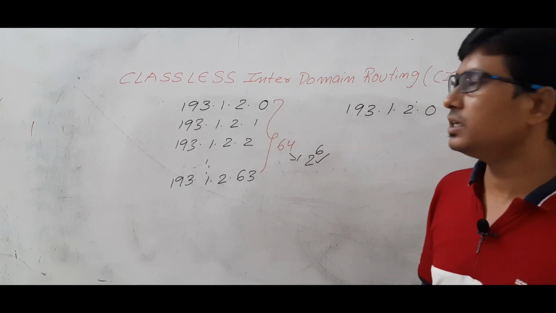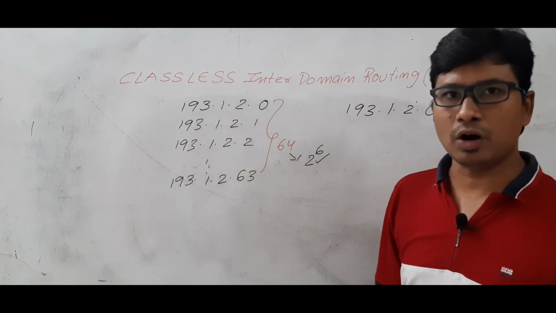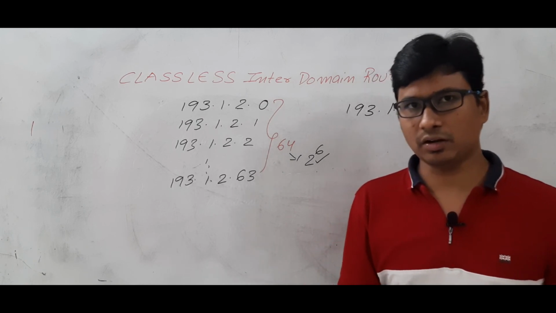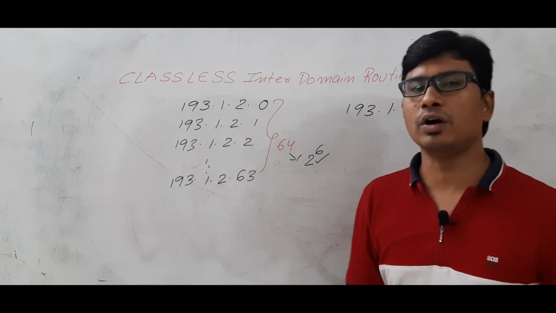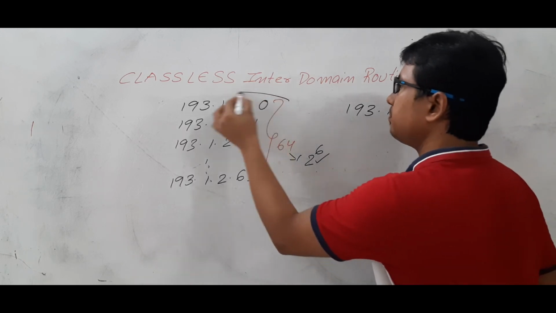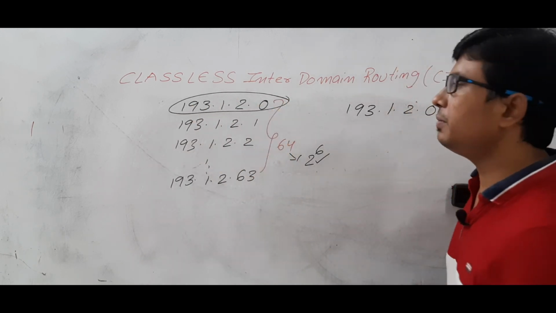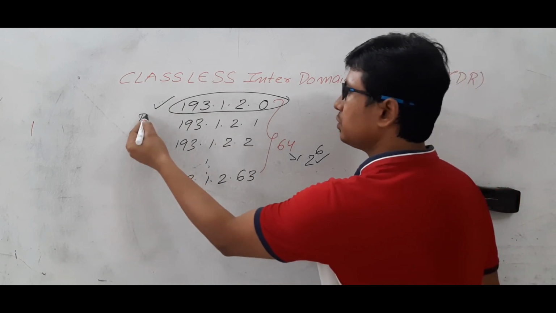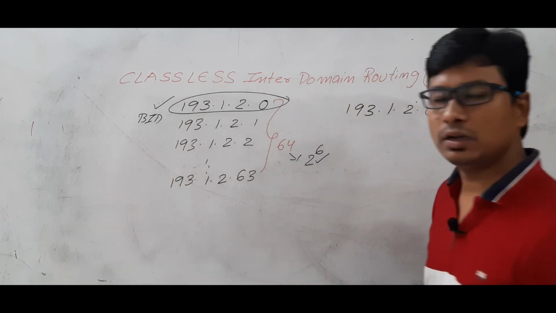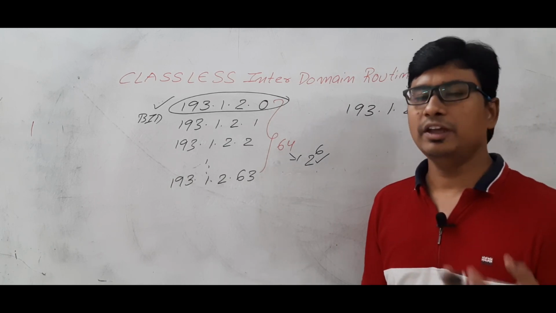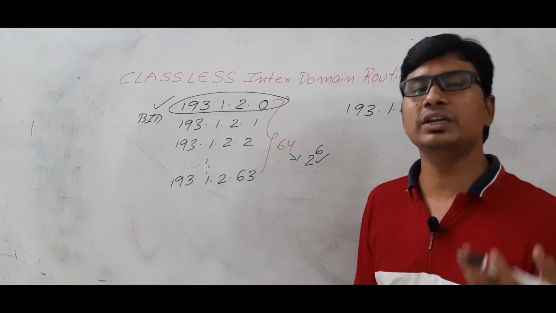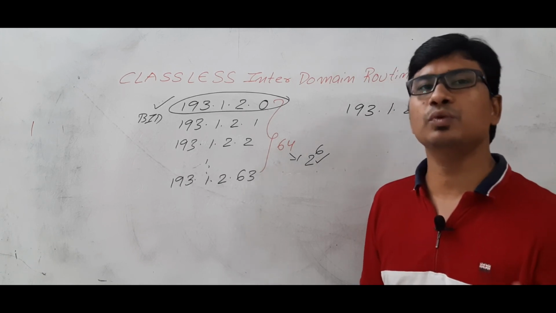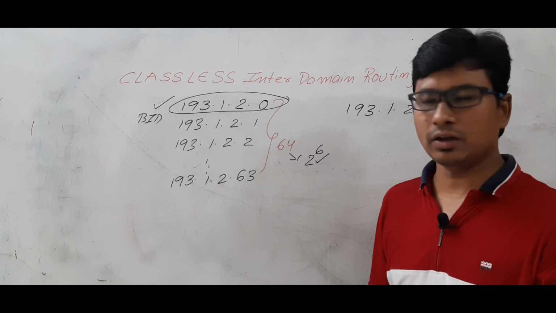Now you can ask me, sir, if this is the block, how to represent the block address? The first IP address in the block will act as a block ID. Are you able to understand? To recognize a block, we need a block ID. If we want to recognize a network, we need a network ID. If we want to recognize one subnet, we need a subnet ID. Am I right or wrong?